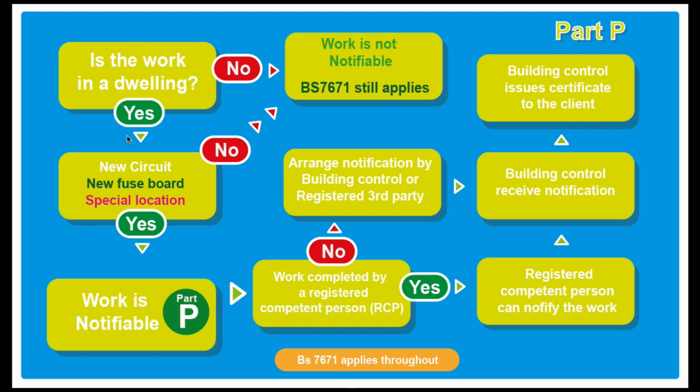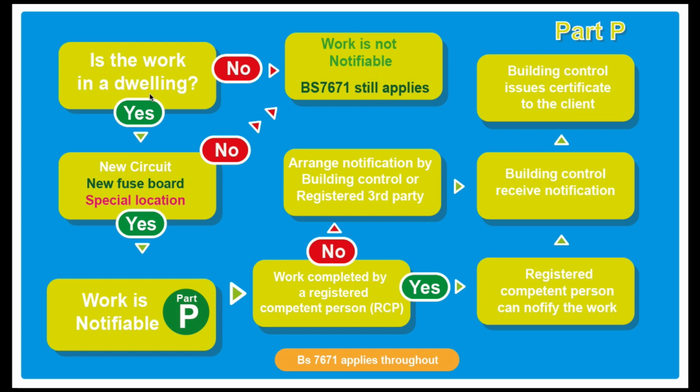And again, work in a dwelling, yes. New circuit, new fuse board, special location, yes. Work's notifiable. Is the work completed by a registered competent person? No, it's not. Then you have to arrange a notification by building control or a registered third party. Then they will notify building control, and building control will notify the client, and they will receive their Part P certificate. And again, is the work in a dwelling? No, it's not. Well, the work is not notifiable, but BS7671 still applies.